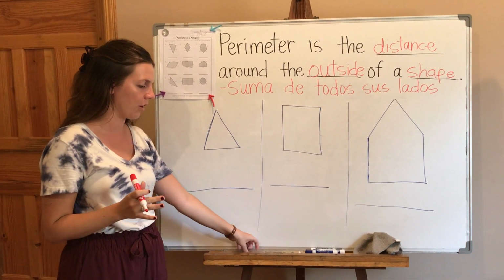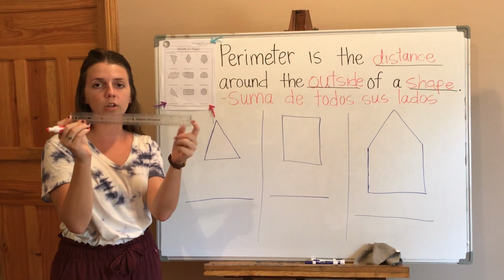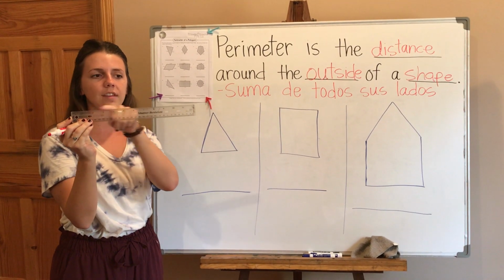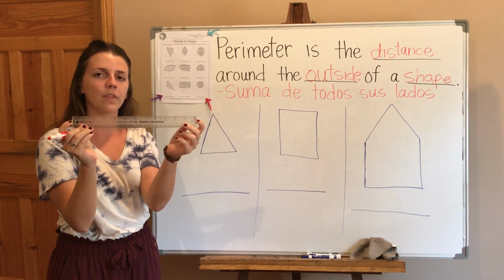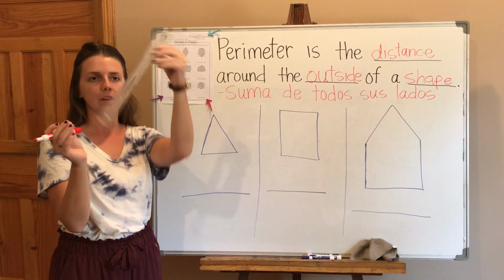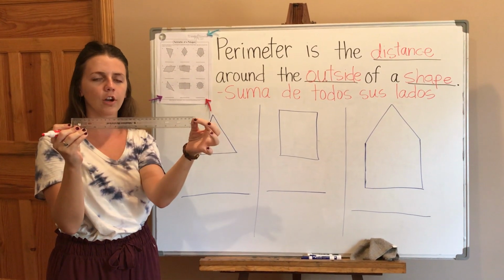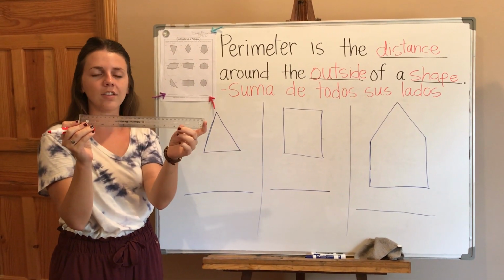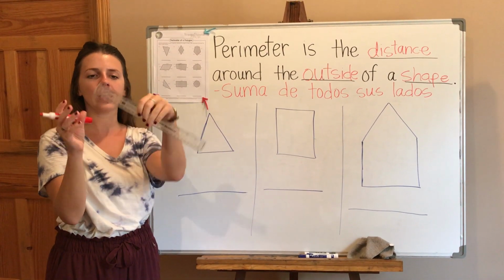So I have our measuring tool right here, a ruler. Remember that a ruler has two sides. This side where the measurements are bigger is the side with inches. This side where it goes from 0 to 30 is called centimeters. So the first shape I'm going to measure using inches.